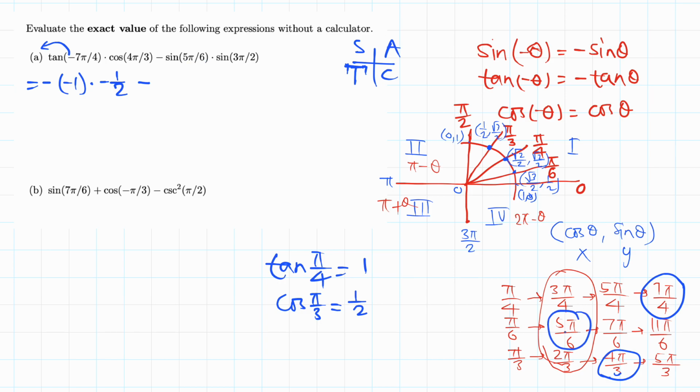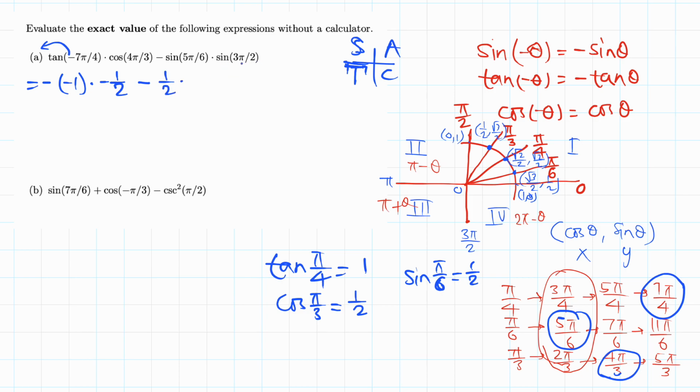Minus sine 5 pi over 6, and that's in the second quadrant. What is sine pi over 6? Sine means the second coordinate, that's 1/2. Since 5 pi over 6 is in the second quadrant, and sine is positive there, it's just 1/2. So this is 1/2.